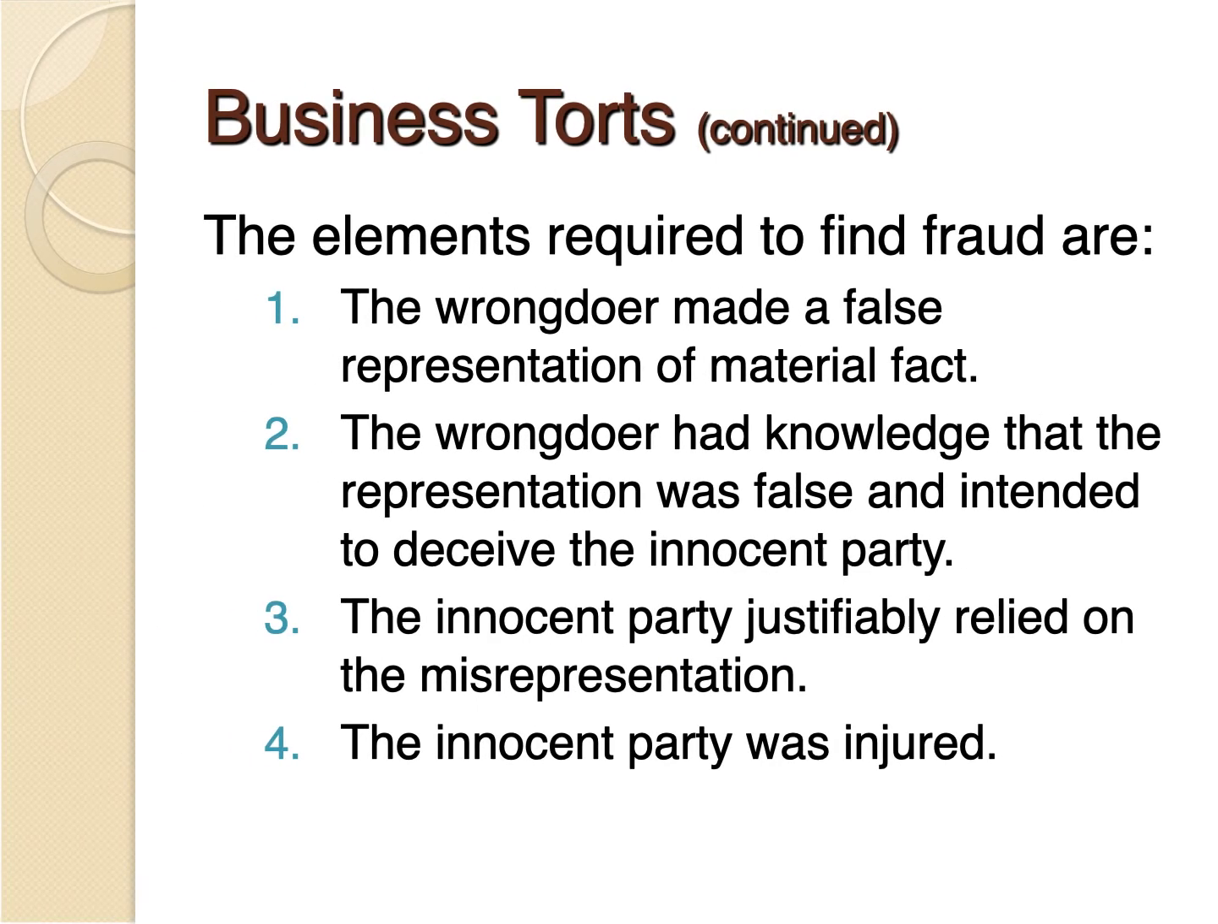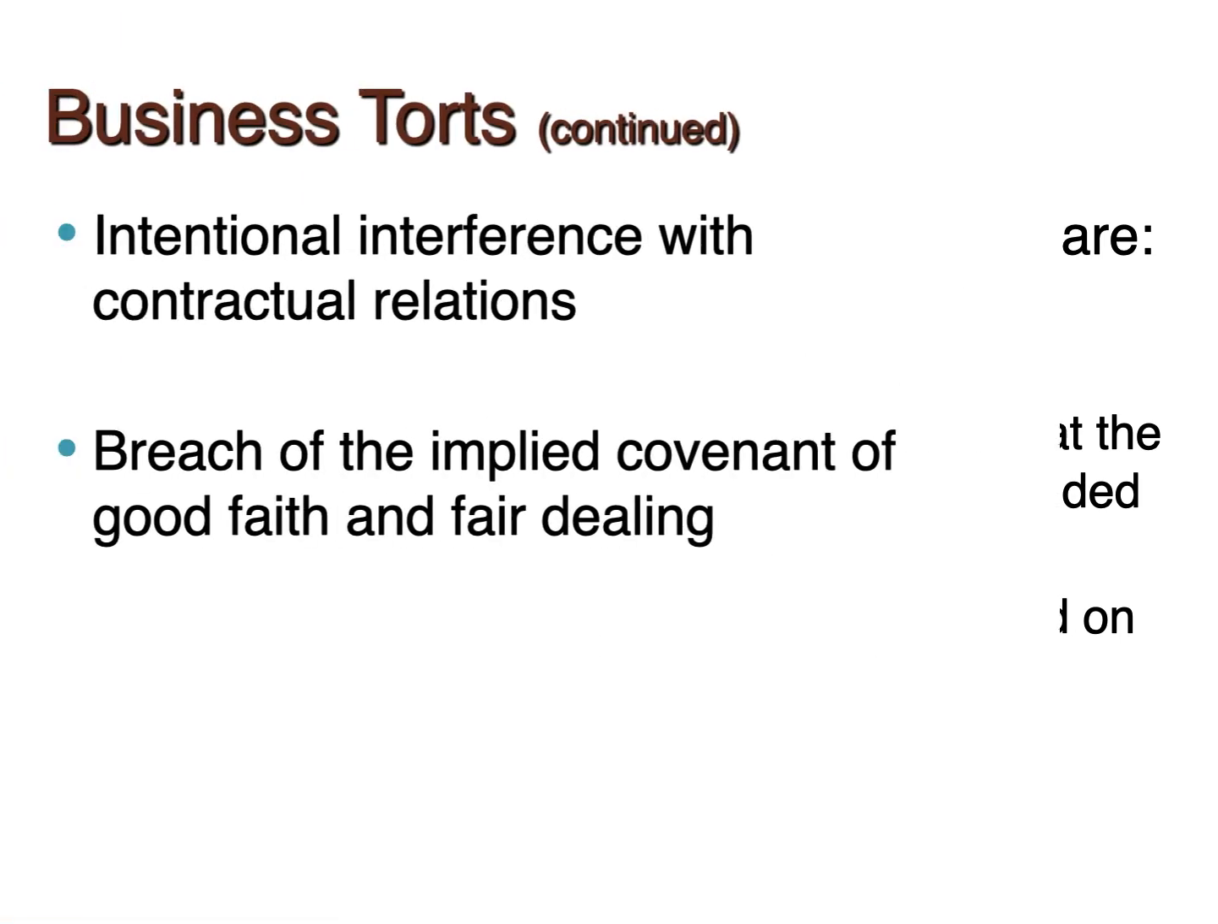For business torts, the elements required to find fraud are: the wrongdoer made a false representation about a fact. The wrongdoer had knowledge that the representation was false and intended to deceive the innocent party. The innocent party justifiably relied on the misrepresentation, and the party was injured. Fraud is basically lying in the business sense.